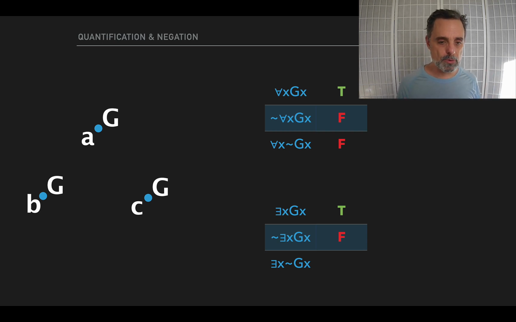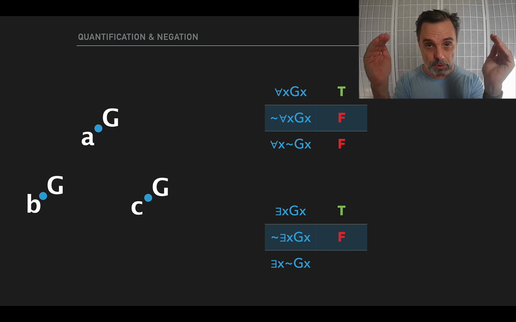Good. How about the last one? Some x, not Gx. That says something is such that not Gx. Well, are any things not G? Is A not G? No. A is G. Is B not G? No. B is G. Is C not G? No. So are there any things that make not Gx true?